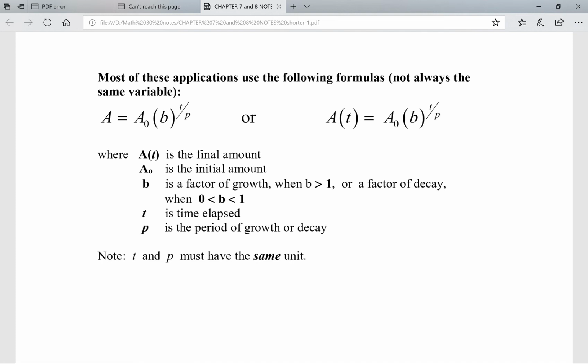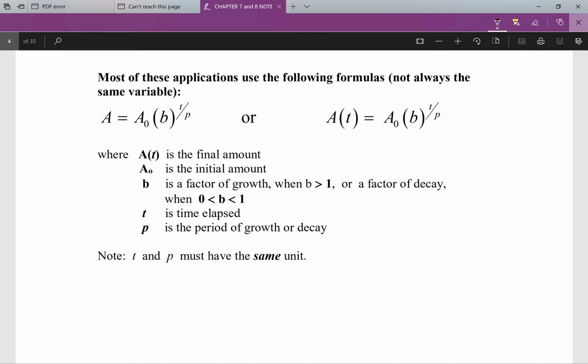Hi guys, so we are going to be right back at it here. What we're going to do is look at the exponential growth and decay problems. So most of the applications will use the following formulas.